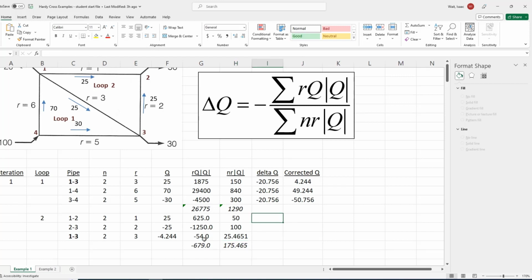And once we've got the sum of one column and the sum of the other column, we can calculate the delta Q. So delta Q equals minus this one divided by that one. I'm going to repeat that: one divided by the other. And one last time.